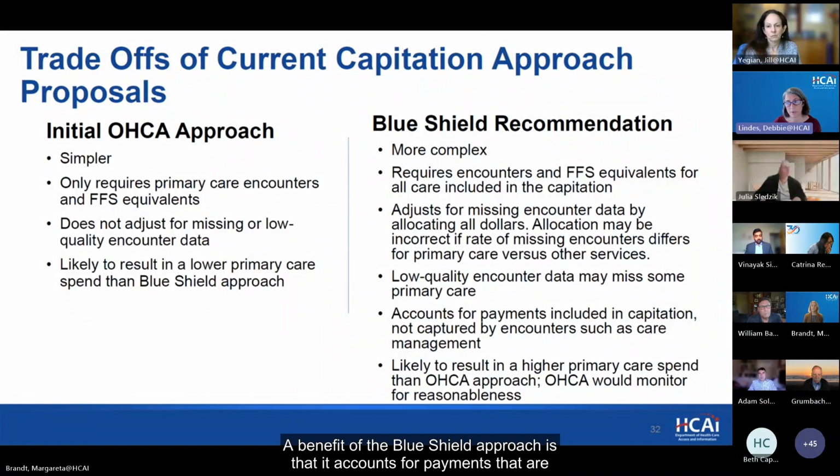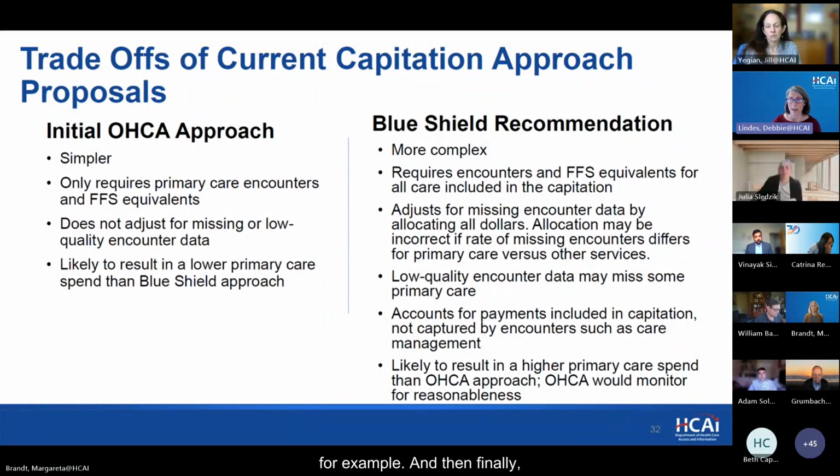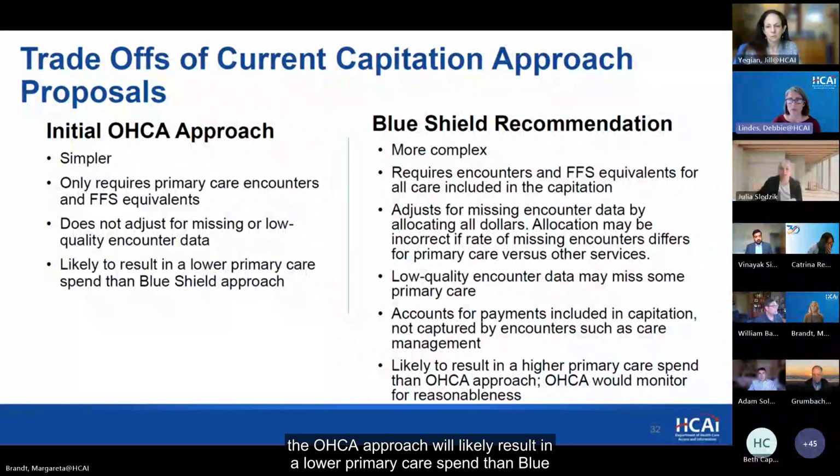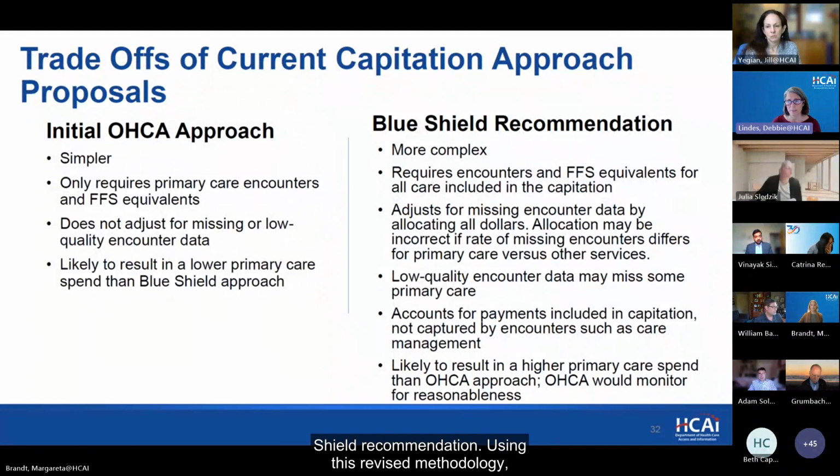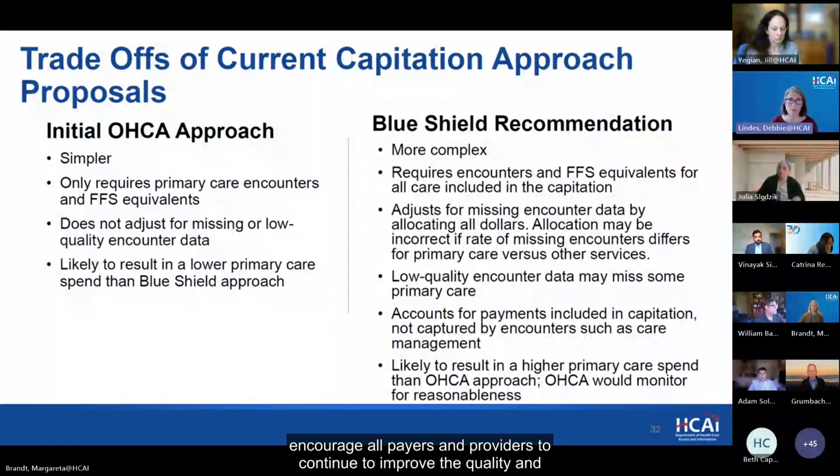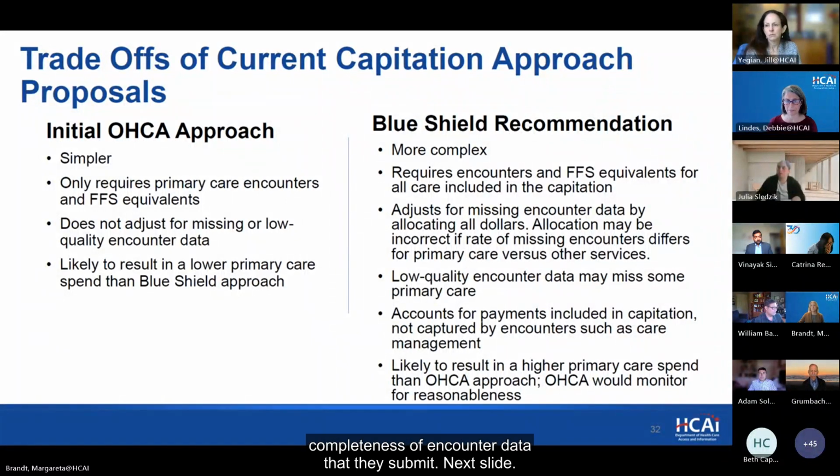A benefit of the Blue Shield approach is that it accounts for payments that are included in capitation but not captured by encounters, such as care management, for example. And then finally, the OHCA approach will likely result in a lower primary care spend than the Blue Shield recommendation. Using this revised methodology, OHCA would monitor payer submissions for reasonableness and will encourage all payers and providers to continue to improve the quality and completeness of encounter data that they submit.